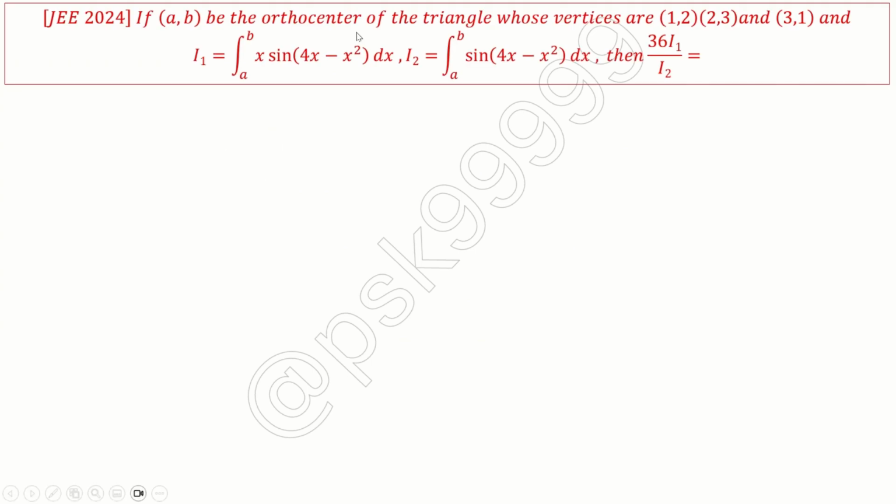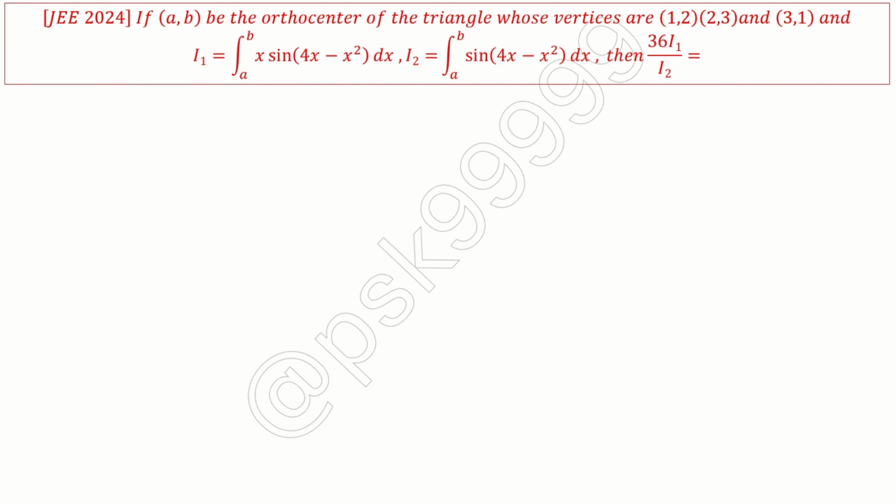If a comma b be the orthocenter of the triangle whose vertices are 1 comma 2, 2 comma 3 and 3 comma 1, and I1 is given here integration and I2 is given here, then what is 36 I1 by I2? Okay, so look carefully. Actually, the only difference between these two integrals is this x term here. Okay, that means if you try to solve I1, you will get I2 as one of the term. Okay, so that's the trick here.